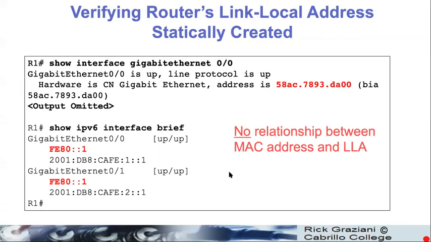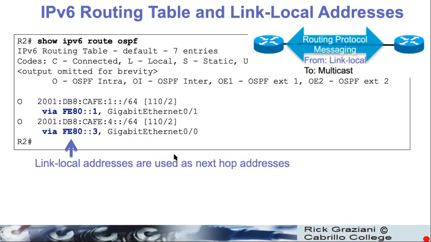Okay. If I manually create a link local address, notice that we do not have any kind of relationship here between the MAC and the link local address. But show IPv6 interface brief or show IPv6 interface will show you all your addresses, global unicast address and link local address. Okay. We'll see the link local address when I look at the IPv6 routing table.